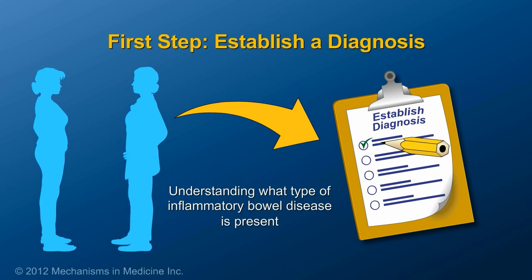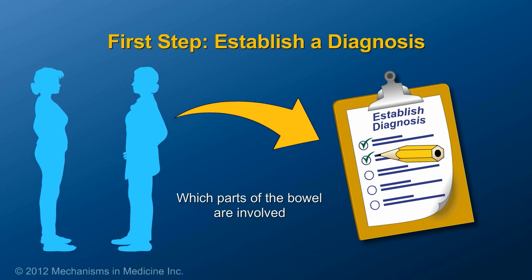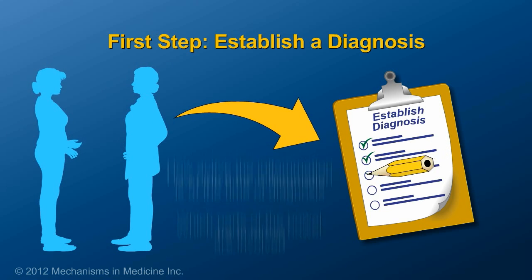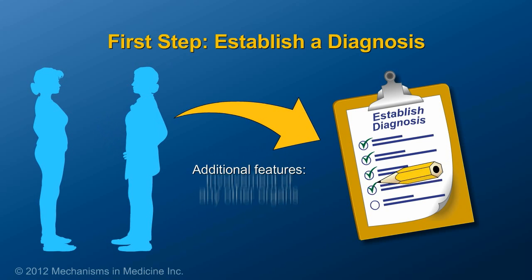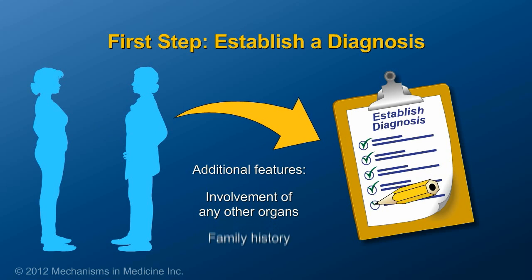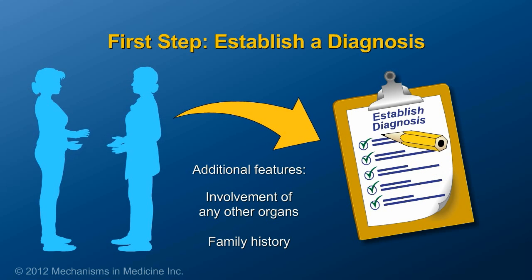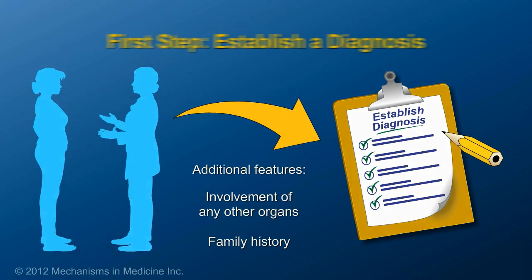This includes understanding what type of inflammatory bowel disease is present, which parts of the bowel are involved, and how active the inflammation is at the time of diagnosis. Additional features such as the involvement of any other organs and family history help to clarify the diagnosis.